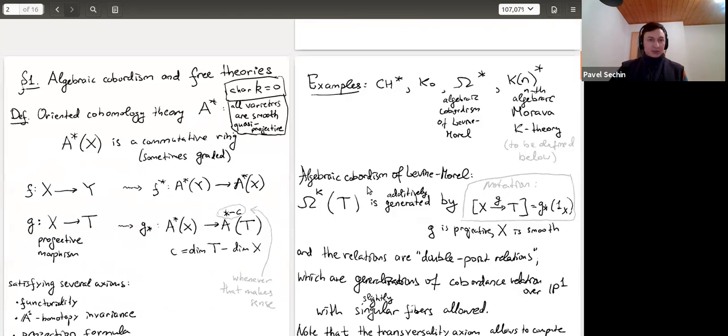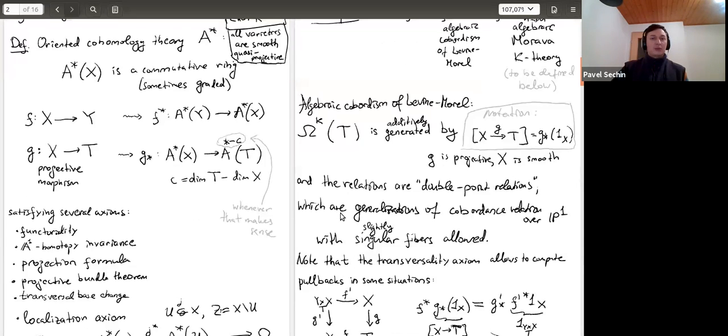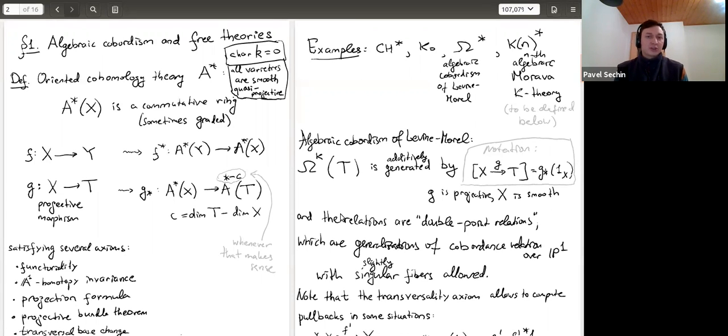Okay, let's start with recalling algebraic cobordism and free theories. We'll work over a field of characteristic 0 and all varieties that will appear will most likely be smooth and quasi-projective, and if not, probably it will be pointed out. So what's an oriented cohomology theory of algebraic varieties? Well, first of all, for every smooth quasi-projective variety X, it gives us a commutative ring, which is sometimes graded. That's why there is a star, but sometimes it's not. And we'll consider different cases as well.